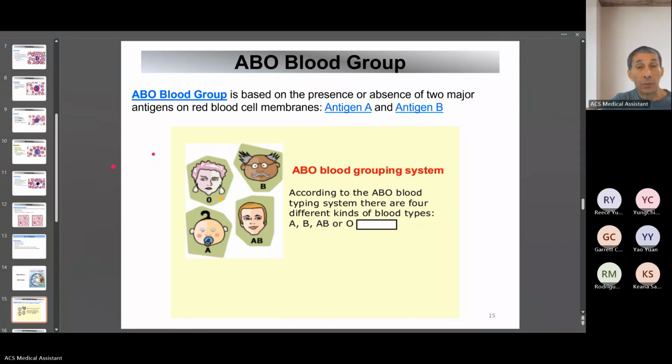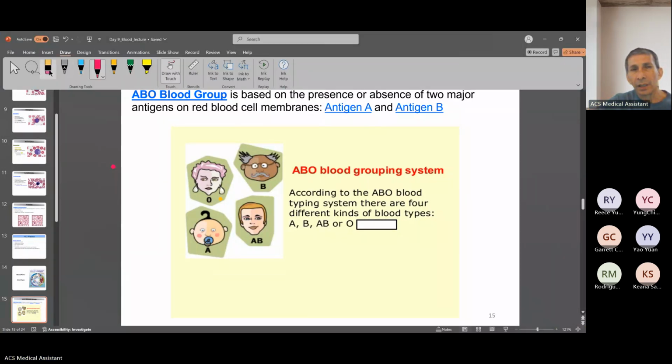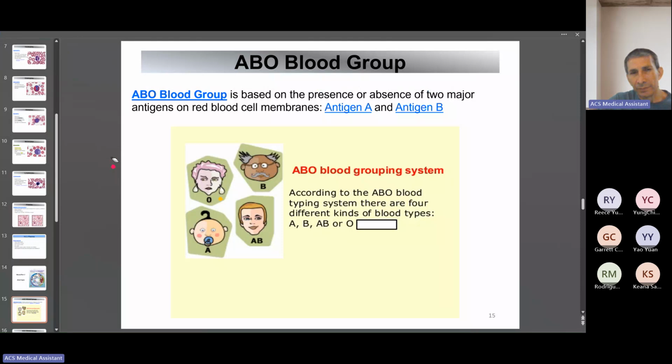So once again, you should know your blood type by now. So let's move on so we can determine all these blood types.